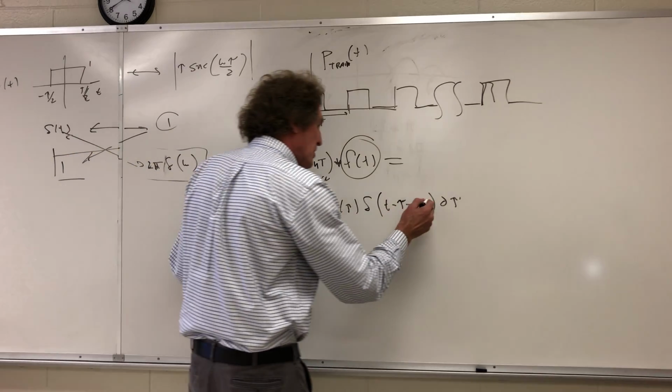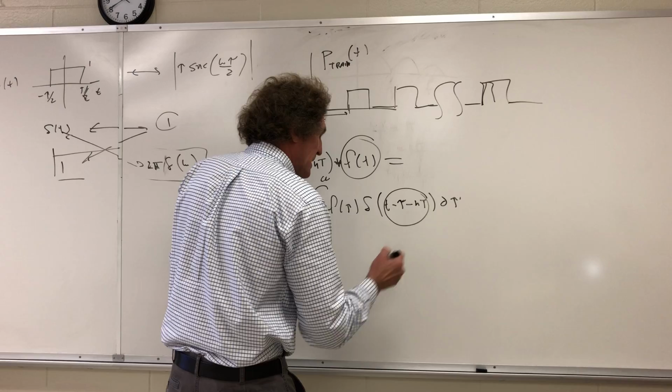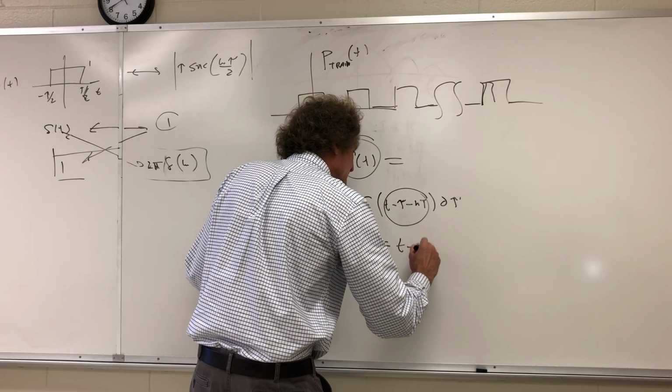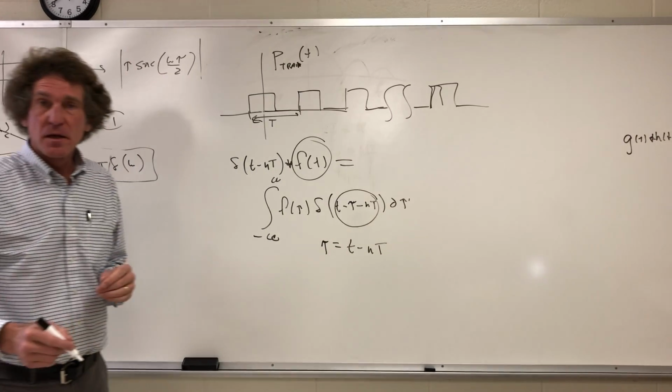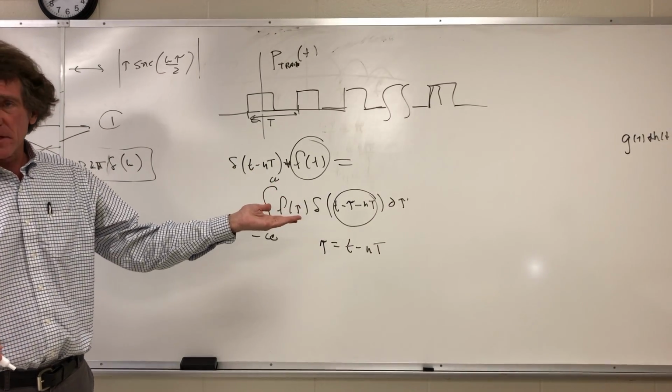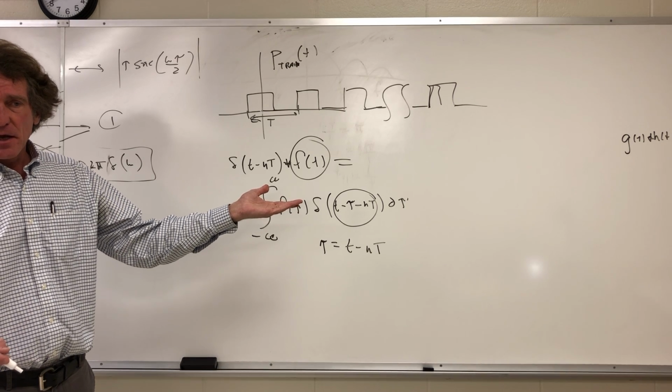So where does this turn on? And it's with respect to tau. It would be at tau equals t minus nT, correct, class? Just to show you convolution. We're going to be seeing that over and over and over again. So I have to make sure you got this.